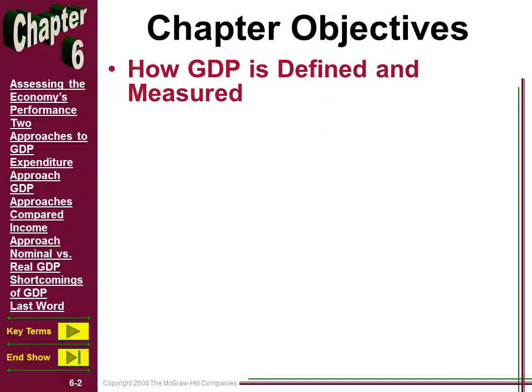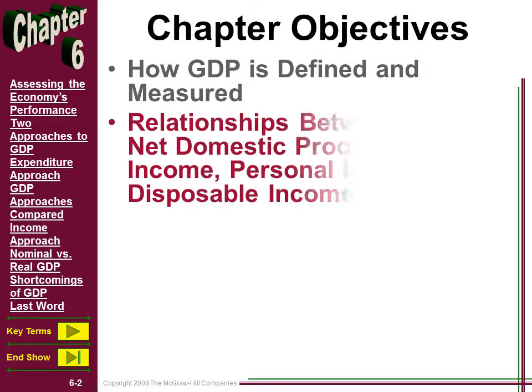Okay, so chapter objectives. The big one first: how GDP, gross domestic product, is defined and measured. It's relatively important that you understand what we mean by gross domestic product and how we measure GDP if you want to have any understanding of the macroeconomic picture.